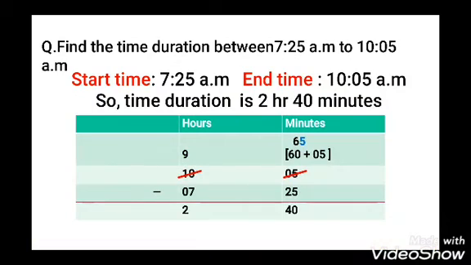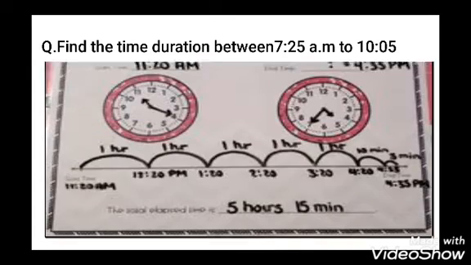So let us find using the addition and subtraction. Again here end time is 10:05 a.m. So 5 is less than 25, we borrowed 60 minutes from here. The time becomes 65. So 65 minus 25 is 40. 9 minus 7 is 2. So the time duration is 2 hours 40 minutes.